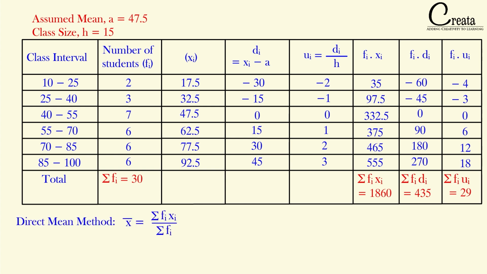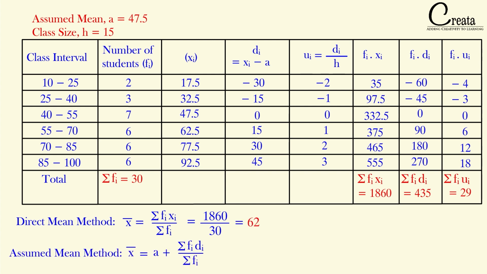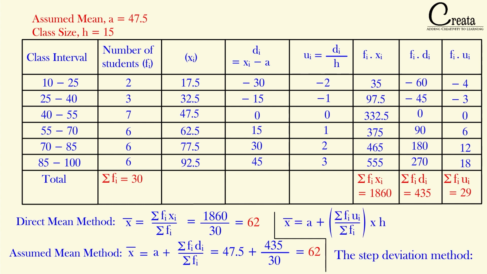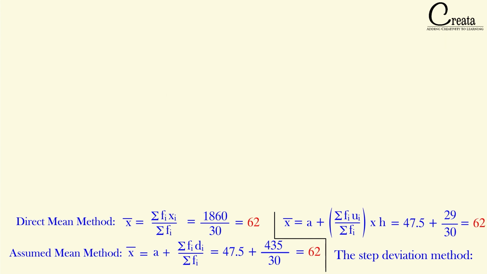This is the first method, that is the direct method. We can use the formula and we will get the value. Second, the assumed mean method, in which Fi into Di will be used. We will simply put the value and we will get the answer. And lastly, the step deviation method, in which Fi into Ui comes into play. Simply we will put the value and we will get the answer. Got it? All the answers in all the three methods will be the same.